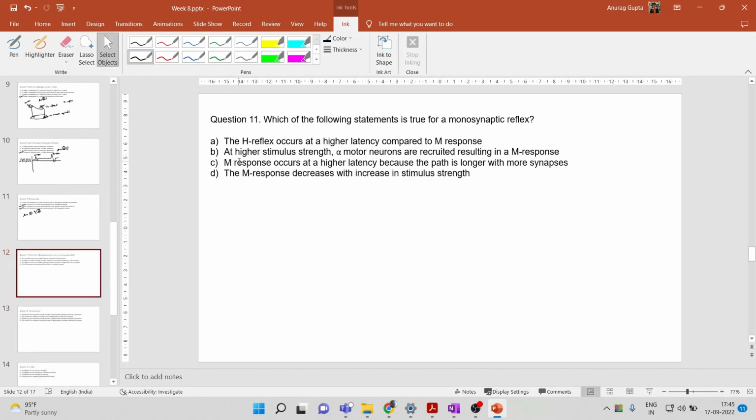Let us go to the next question. Which of the following statements is true for a monosynaptic reflex? A, the H reflex occurs at a higher latency compared to the M response. B, at higher stimulus strength, alpha motor neurons are recruited, resulting in an M response. C, the M response occurs at a higher latency because the path is longer with more synapses. D, the M response decreases with increase in stimulus strength.